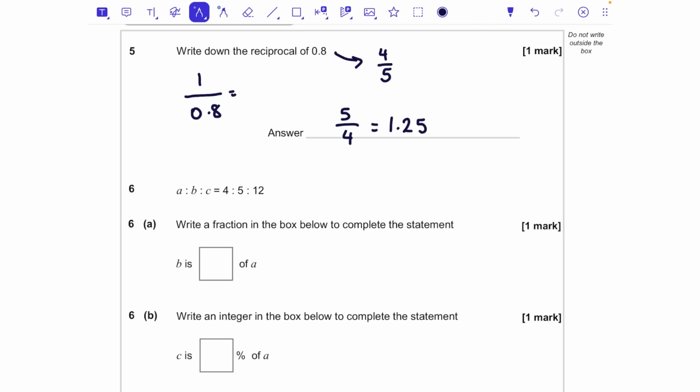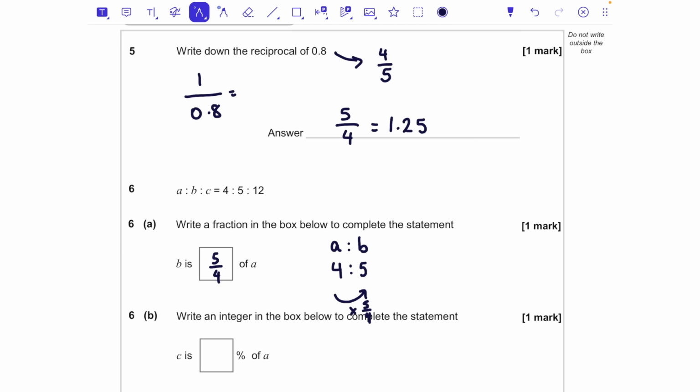For question number 6, A to B to C is in the ratio 4 to 5 to 12. Write a fraction in the box below to complete the statement. B is something of A. So let's look at the ratio A to B. A to B is in the ratio 4 to 5. So B is 5 parts when A is 4 parts. So if I had a value that was on this side, if I wanted to get it to this side, I would need to divide by 4 and multiply by 5. So to get from A to B, we're going to be timesing by 5/4. So 5 divided by 4 is that decimal multiplier. So that's what we're going to pop in there.